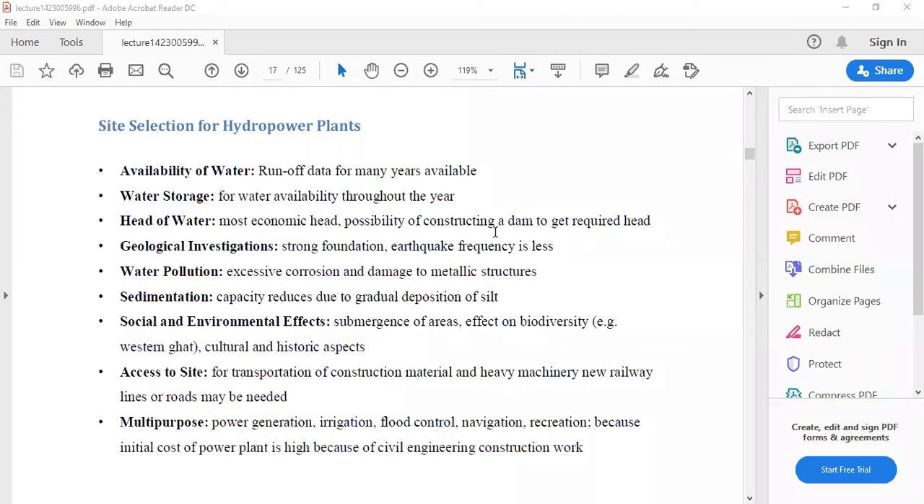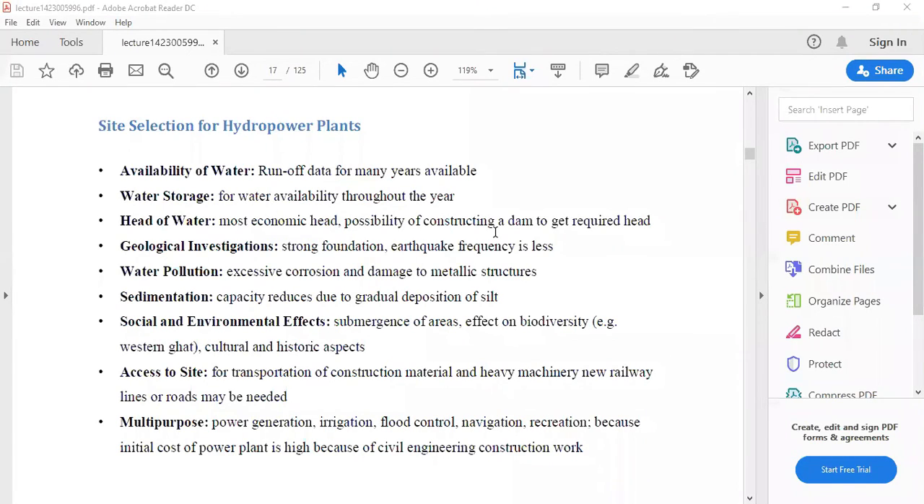The next concern in the geological investigation is the earthquake frequency. If you have frequent earthquakes at the site where we are going to locate or finalize the hydroelectric power plant, it is very difficult to provide safety for the dam wall or the different parts of the hydroelectric power plant. Therefore, geological investigation is also very important while selecting a site for the hydroelectric power plant.